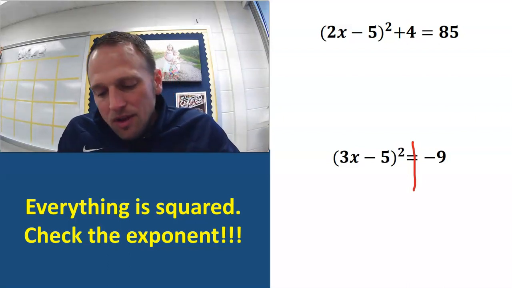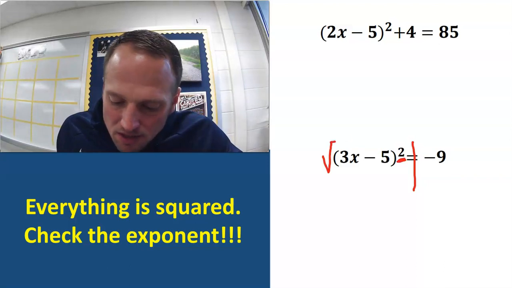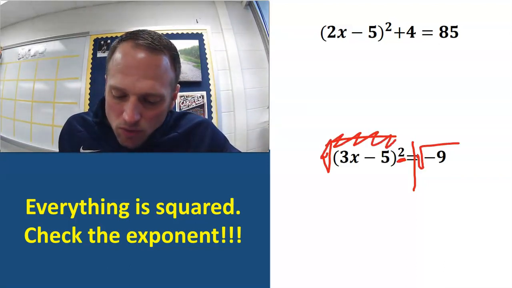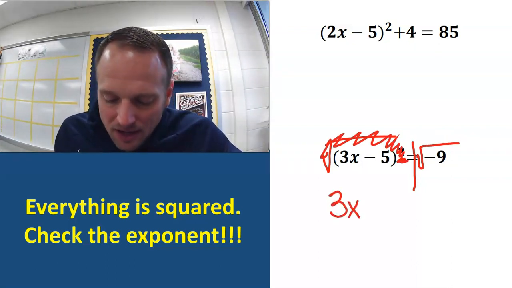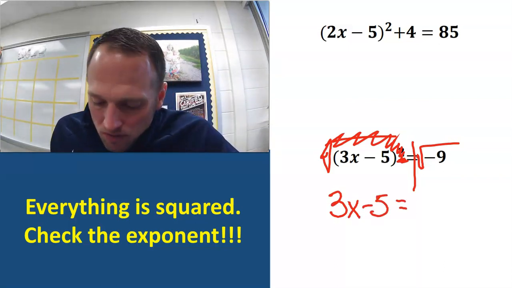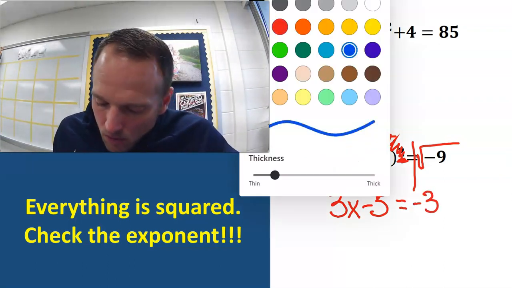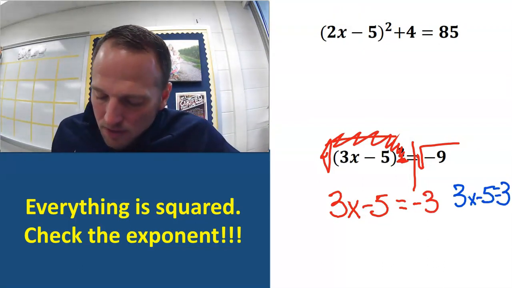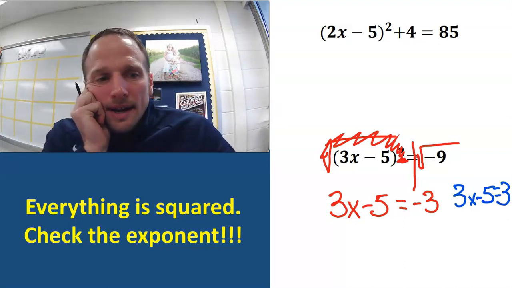All right, so everything on the left side is being squared. Okay, so let's take the square root of both sides. And the square root and the square will cancel. And on the left side, we're going to have 3x minus 5 equals, well, what's the square root of negative 9? The square root of negative 9 is going to be negative 3. Or we've got 3x minus 5 equals positive 3. Okay? And that seems like it's right.